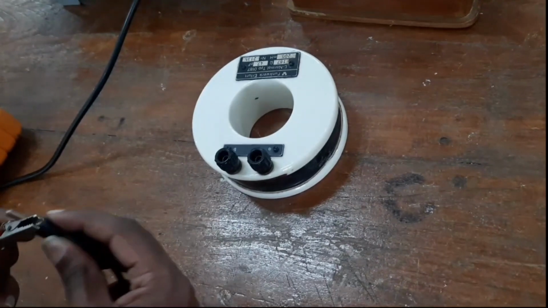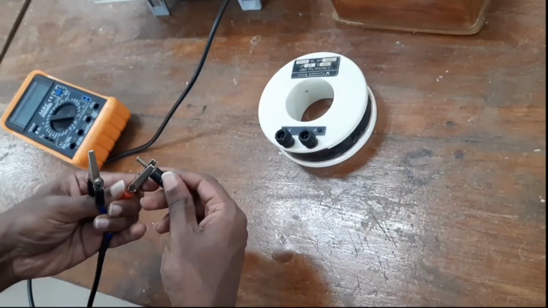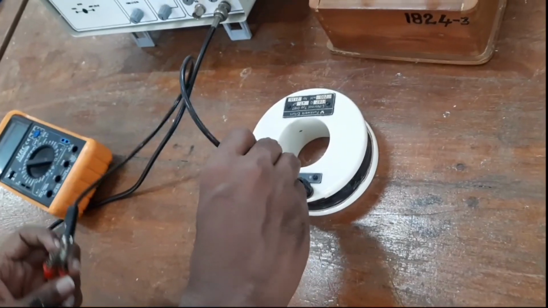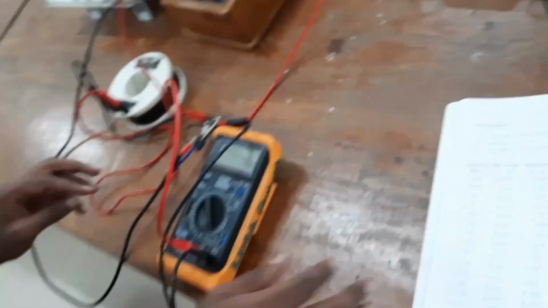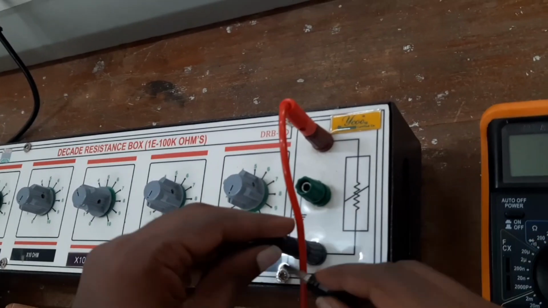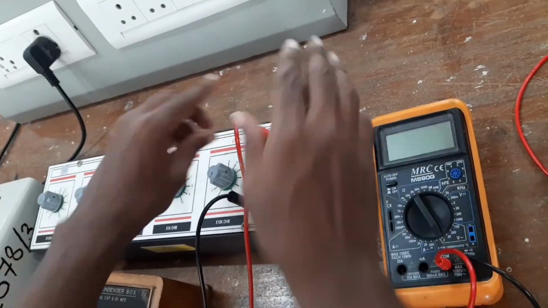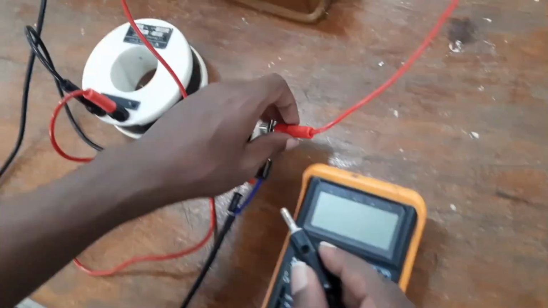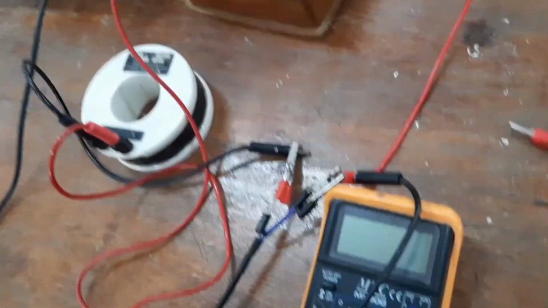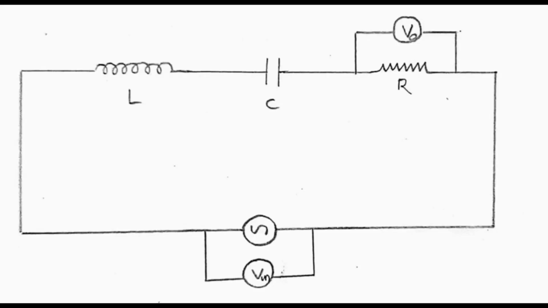Now the second side of the current source we will connect to the remaining side of the inductor. Now we need to do one more thing: we need to connect a multimeter parallel to the resistance, and one more multimeter parallel to the current source. Now our connection is ready. L is connected to C and C is connected to R in series. Means the inductor is connected to the capacitor, the capacitor is connected to the resistance, and the resistance is connected to the current source.